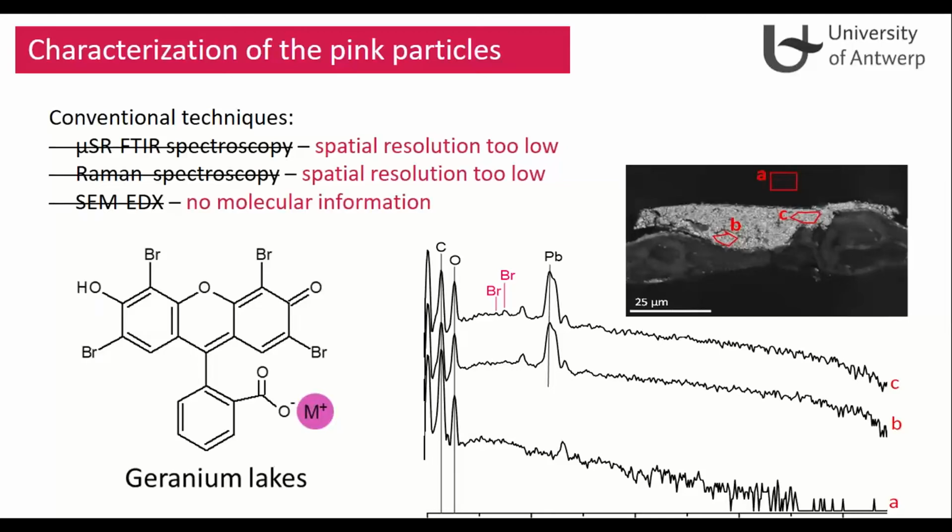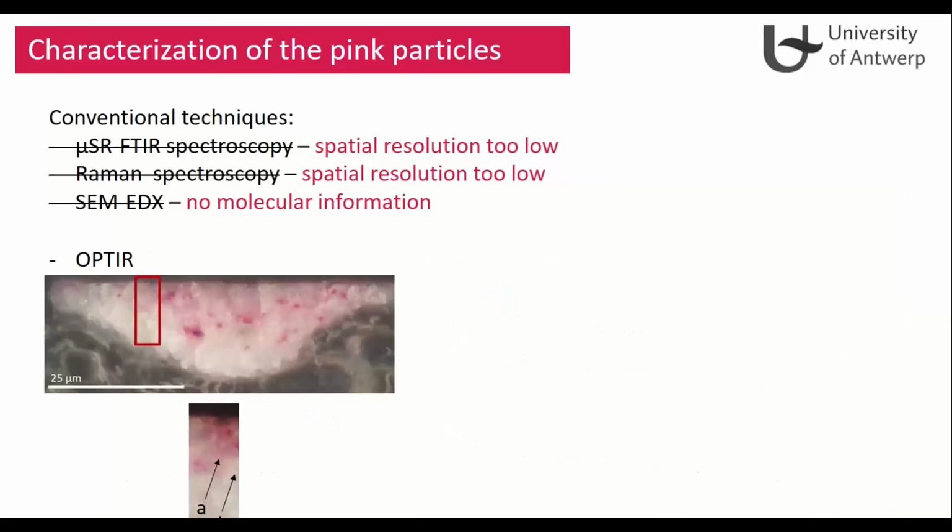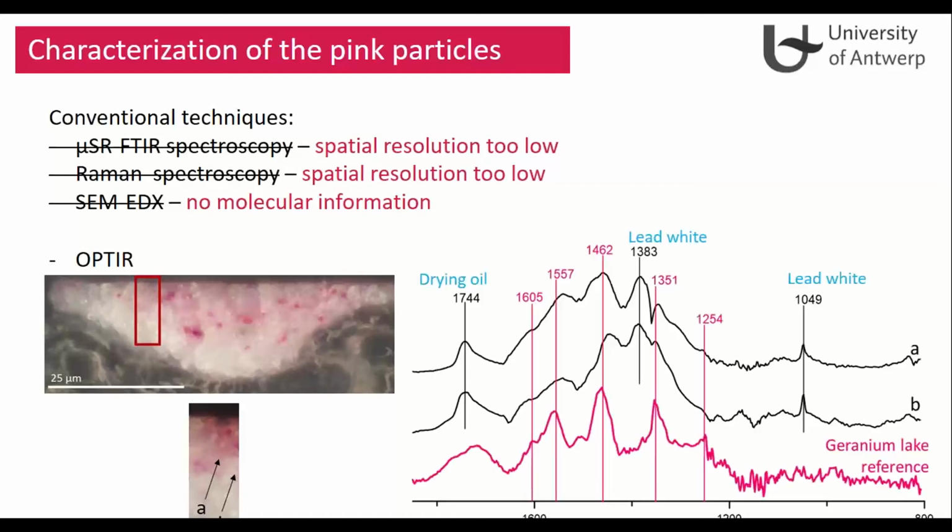So with these first results, we went for O-PTIR measurements. With O-PTIR, we analyzed this small region of the sample, and we took different measurements in pink regions, and we could obtain, compared to the other techniques, a clear result. We could see that the O-PTIR also has the presence of other bands linked to lead white and drying oil, and this is normal because we saw that in the matrix in the previous measurements.